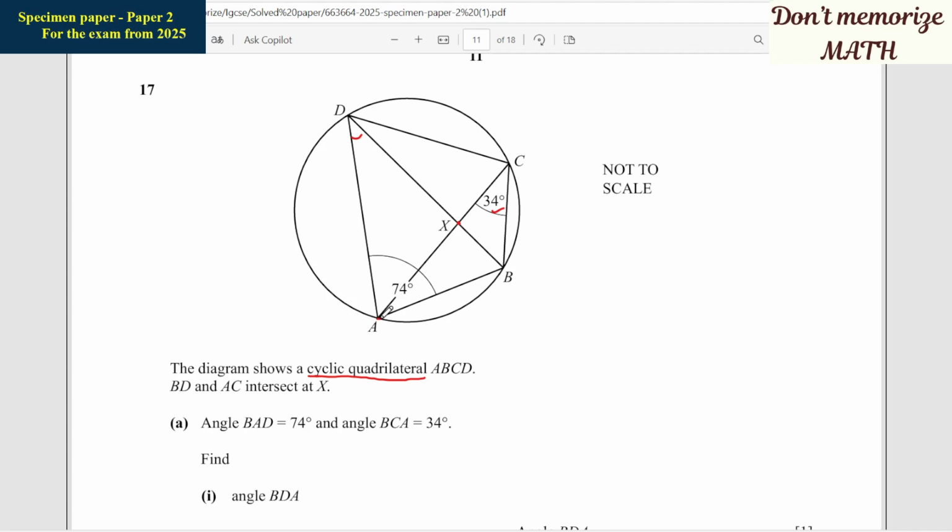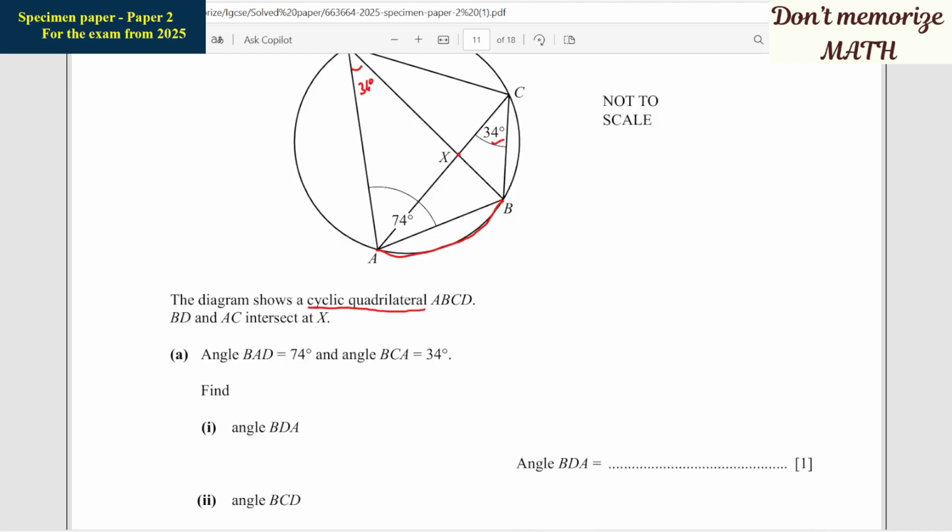You can see from the arc AB, we have angle ACB is 34. From the same segment, you have one more angle, that is ADB, so this angle will also be 34 degrees. Sometimes they will ask for the reason, so you can write same segment angle: the angles from the same segment are equal. So angle BDA is 34 degrees.